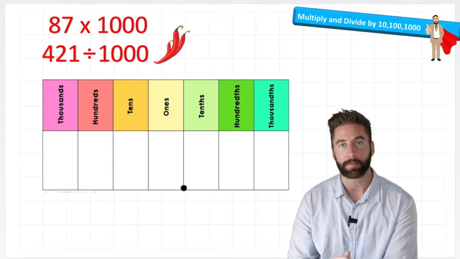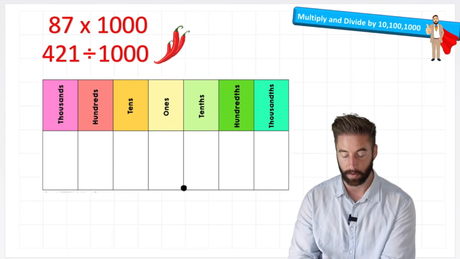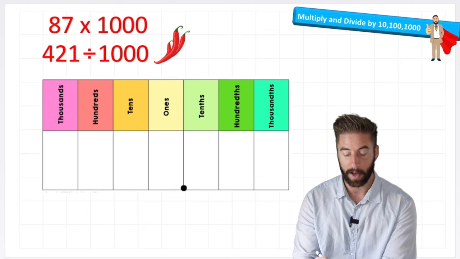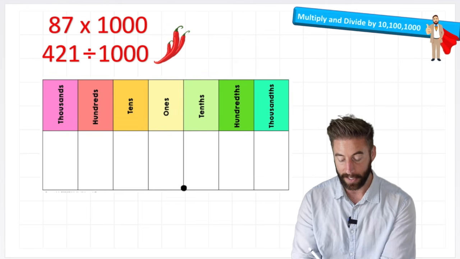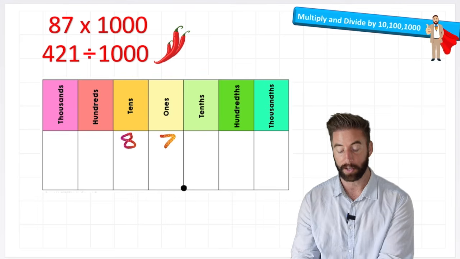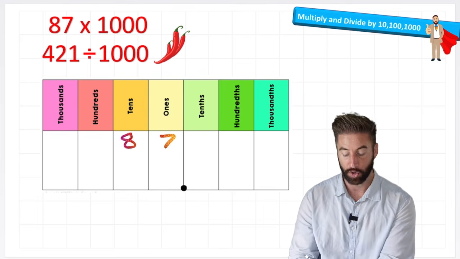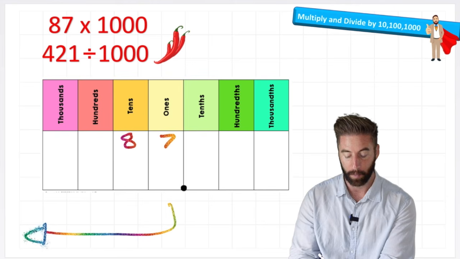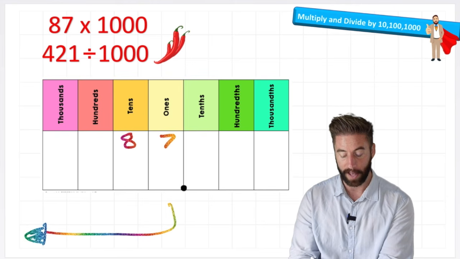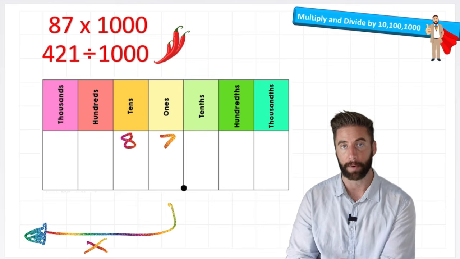Let's get to that real spicy challenge. Here we go. 87 times 1000. So the same rule applies. I'm going to put my 87 in place, but now I'm multiplying by 1000. So how many places am I going to move it to my left? Because remember, when we're multiplying, we move it to the left because we're getting bigger along our place value chart.